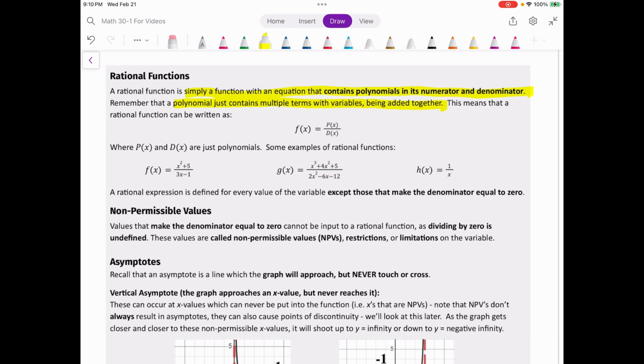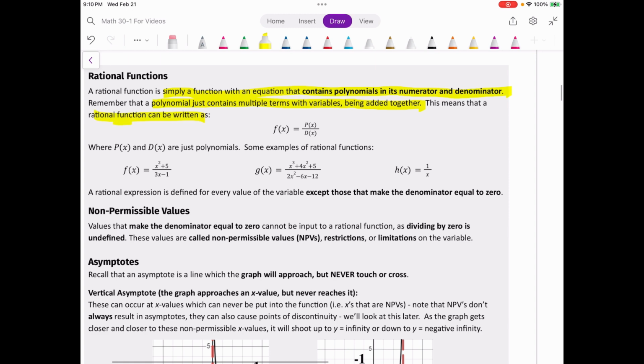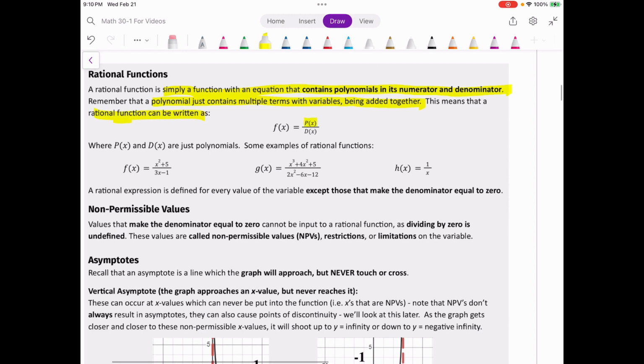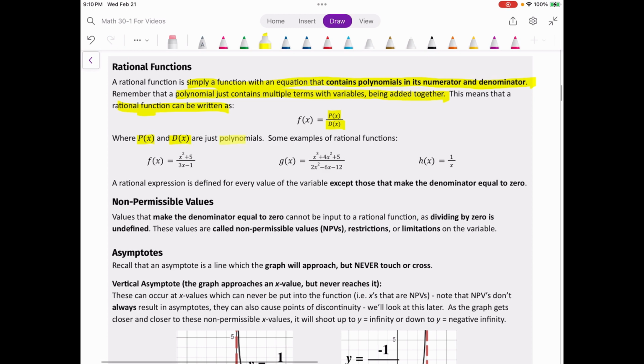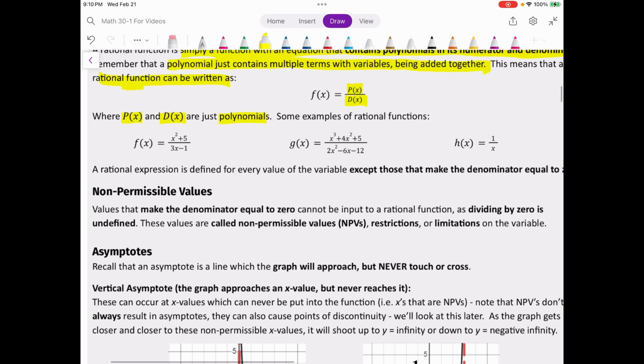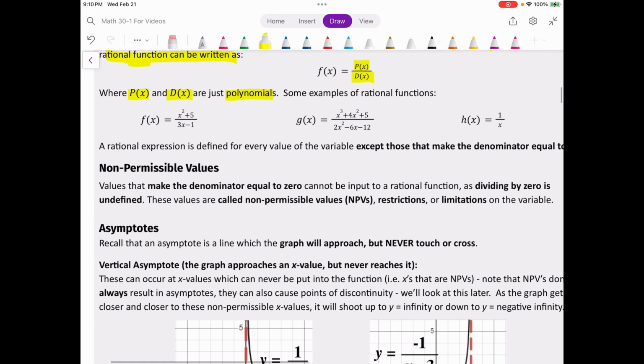So this means that a rational function can just be written as f of x is equal to p of x over d of x, where p of x and d of x are just placeholder names for polynomials. So like we've been looking at, some examples of some rational functions, right? x squared plus 5 over 3x minus 1. That's a rational function. y is equal to this. Like any other function, we're going to put in x's. We can see what y is. We could draw the graph of it if we do that for enough x's and y's, right? That's all a rational function is. y is equal to this stuff. We input x's, y gets output.